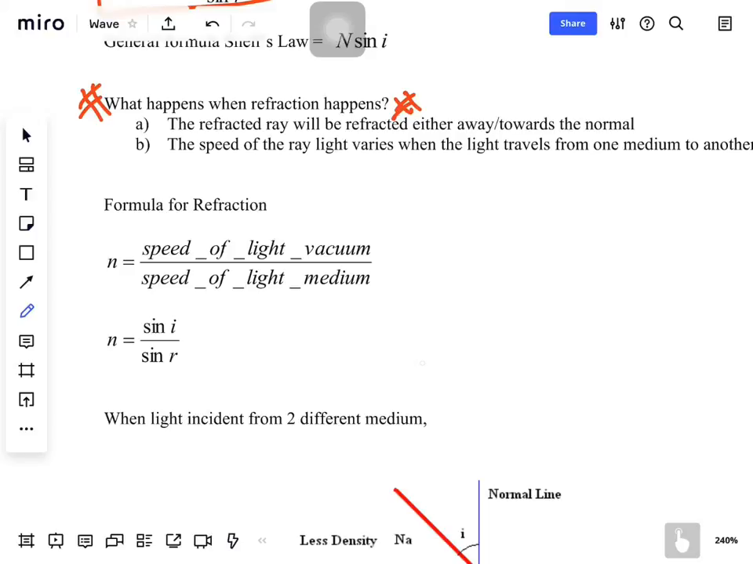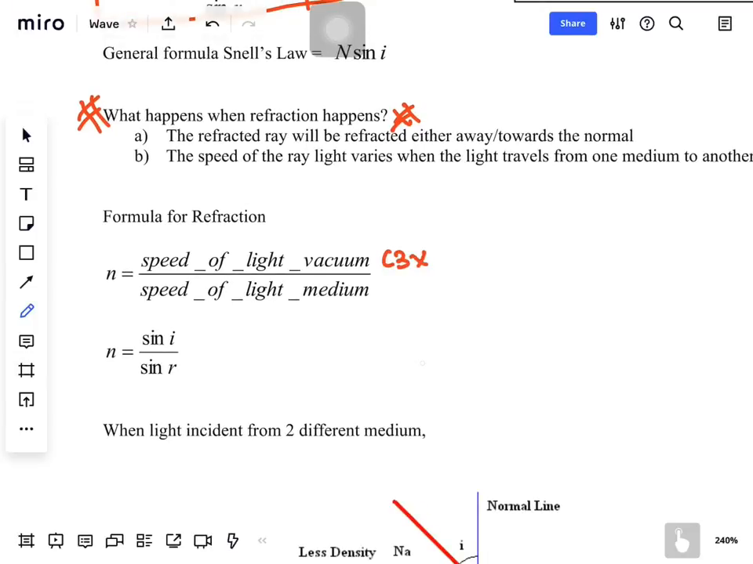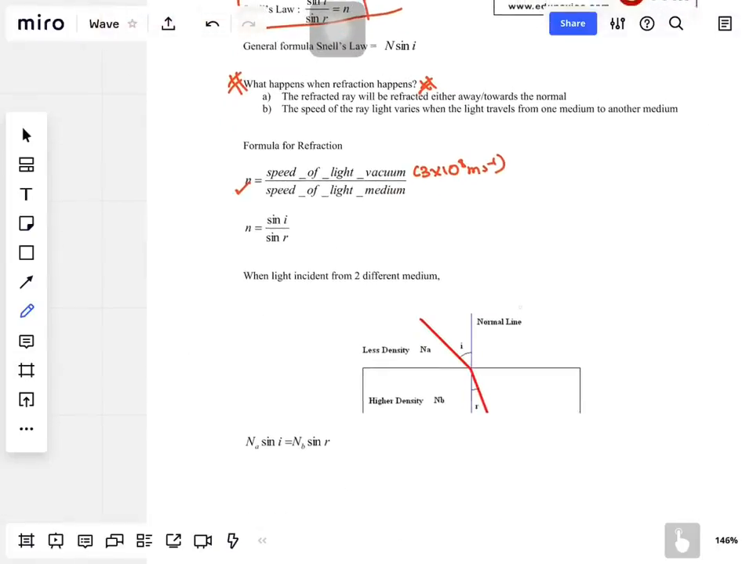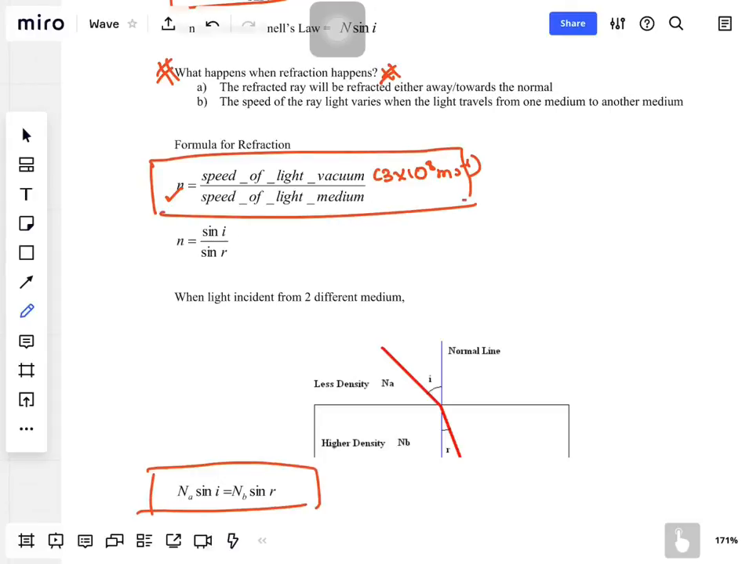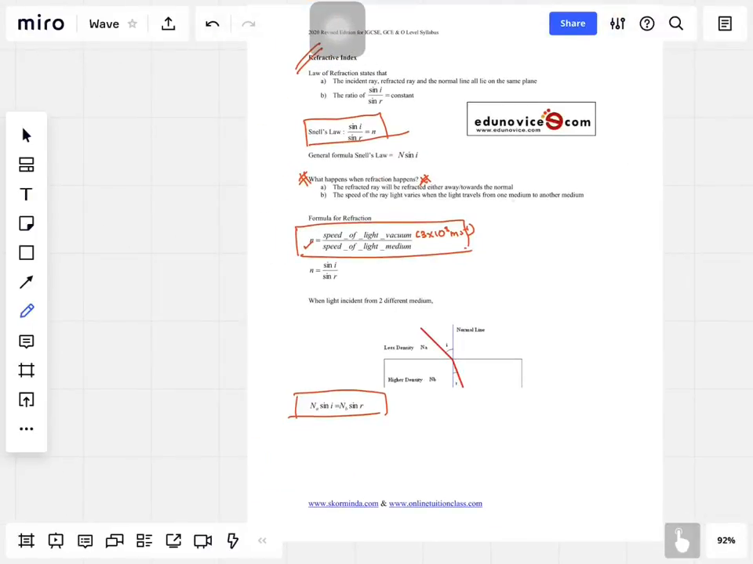Okay, there are other formulas that explain the refraction of light. The first one is here: the speed of light in a vacuum divided by the speed of light in a medium. If you know the speed of light in a vacuum, which is equal to 3 times 10 to the power 8 meters per second, and you know the refractive index, you'll be able to find the speed of light in that particular medium. This is the first one we need to know. This is another formula that you need to memorize. You have to memorize all these formulas.